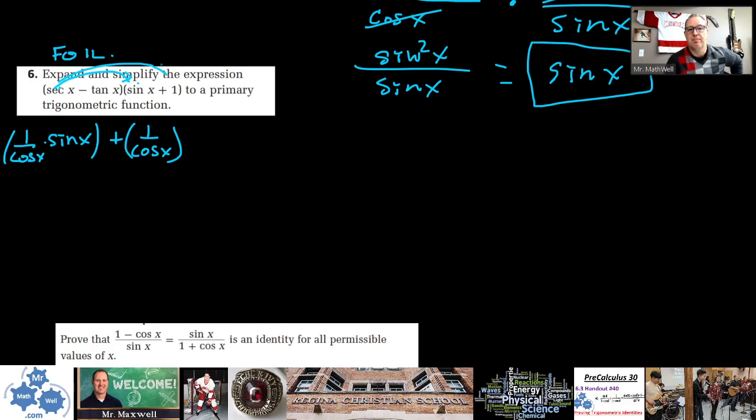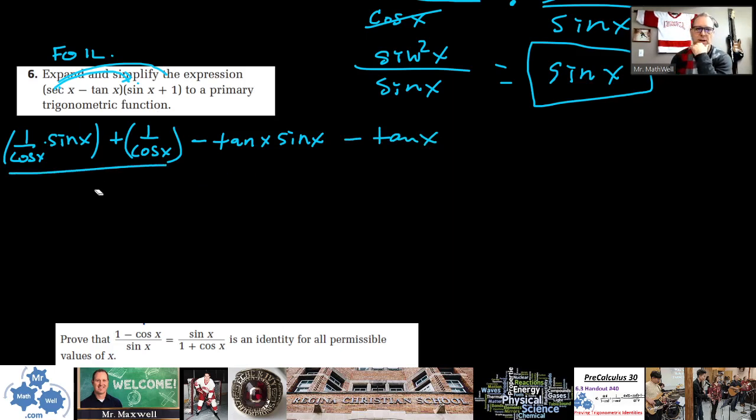When I multiply that, minus tan times sine. Oh boy, tan times sine. I'm just going to write tan for now because I don't want to confuse you too much. I'll simplify this next step. And then tan times 1, that's minus tan x. Whether you write what I did in the first step or not doesn't really matter. I tried to combine steps here, but I don't want to confuse you.